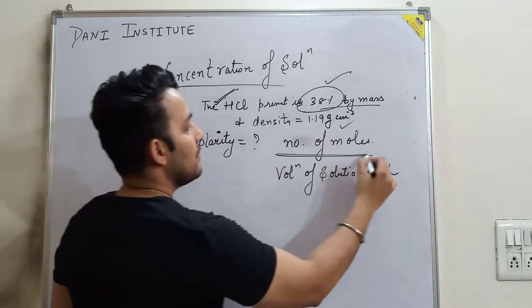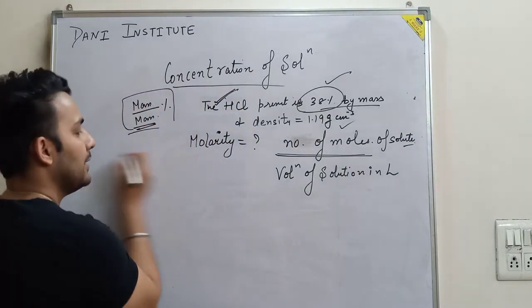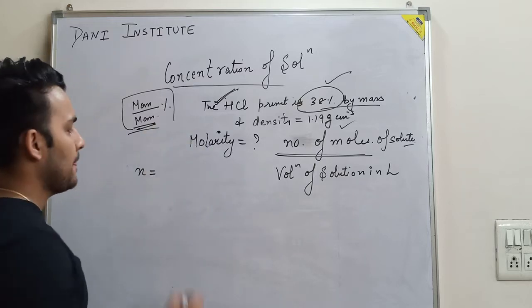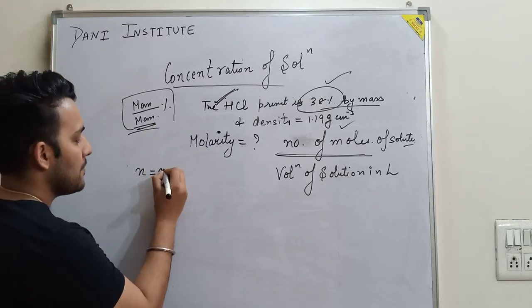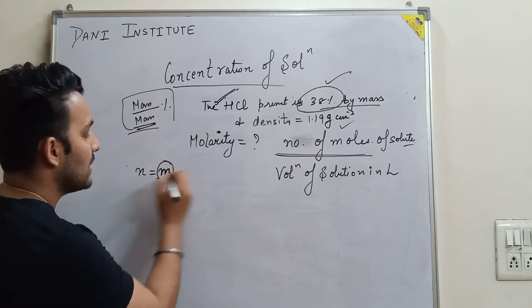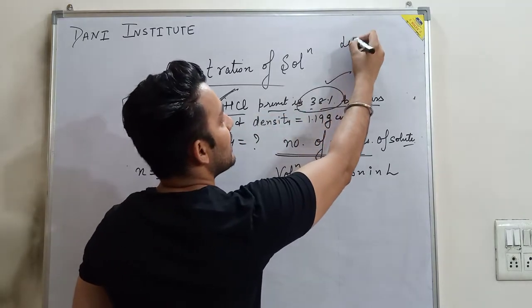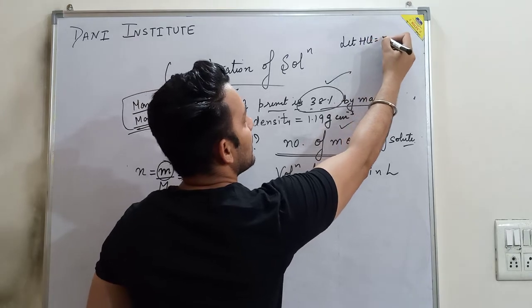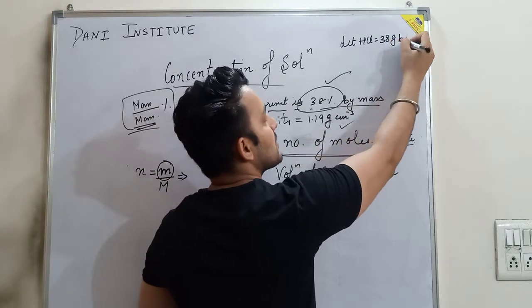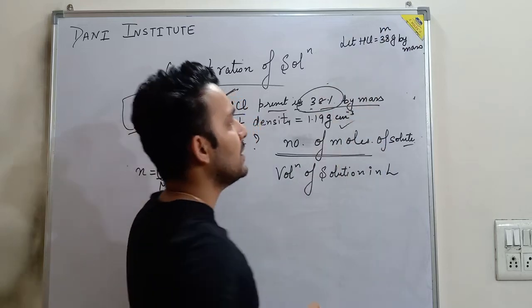Now we have to find what? Moles. Moles of what? Solute. That means we have to calculate small n here. How can we find small n? The same formula, small m by capital M. What is the value of small m, the given mass? Here HCl is present 38. So let us say HCl is equal to 38 grams by mass. This is your small m. Small m is here 38 gram.